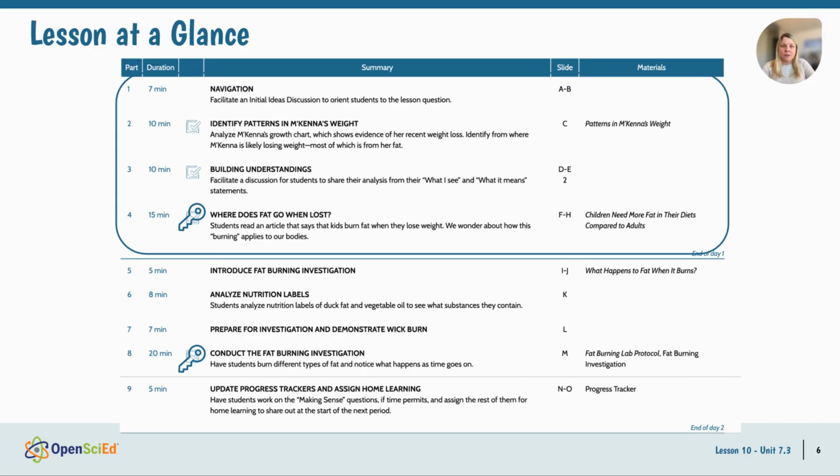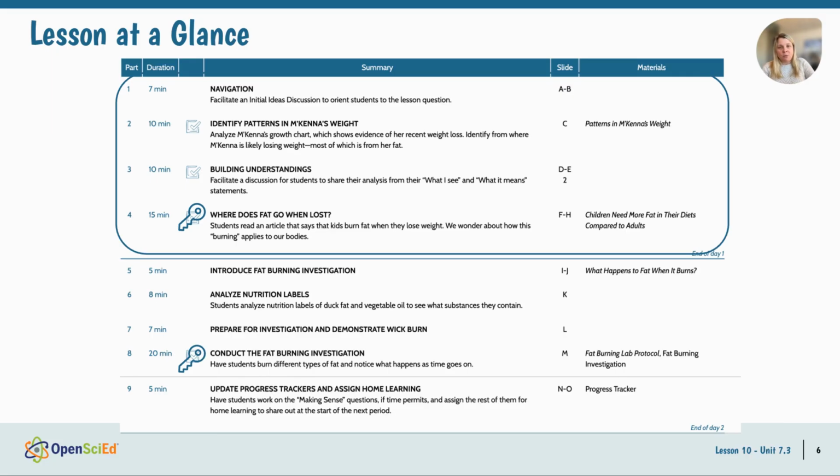We then revisit her doctor's note and identify patterns and data about her weight and her height over the years. We see that McKenna's height and weight were within the average range up until about the age of 11 or 12 when she started to feel sick. At this point, we see that it drops quickly, and she has been dropping ever since.